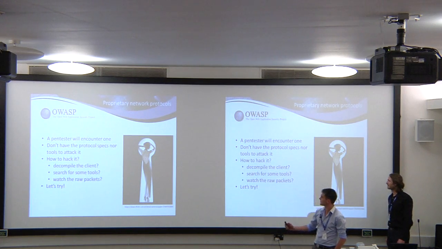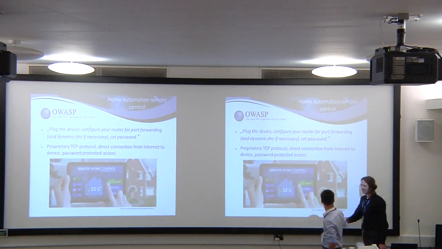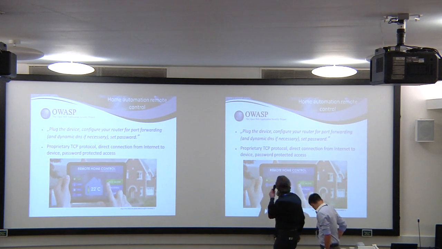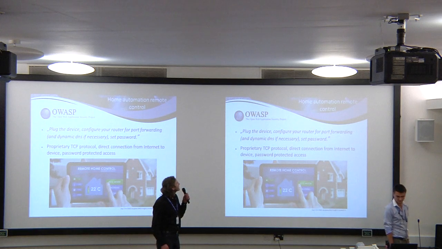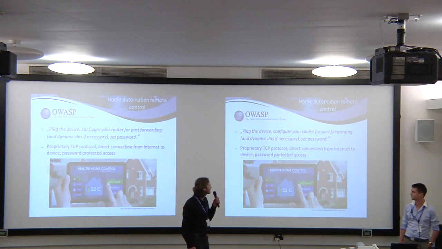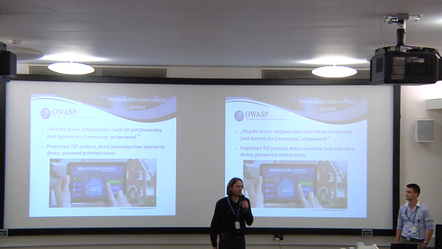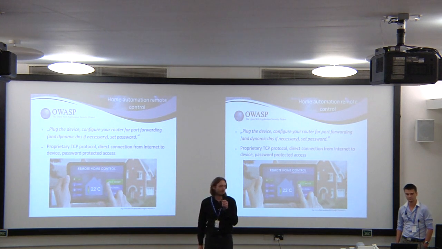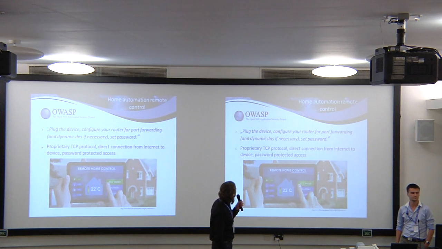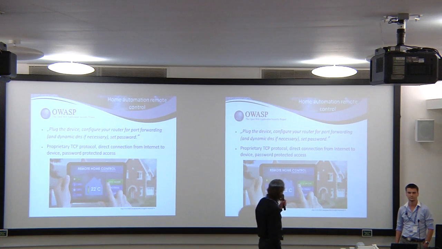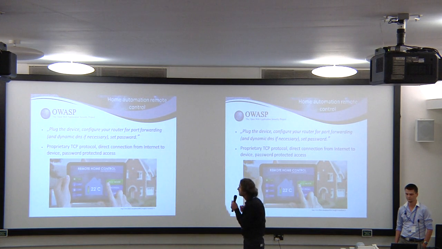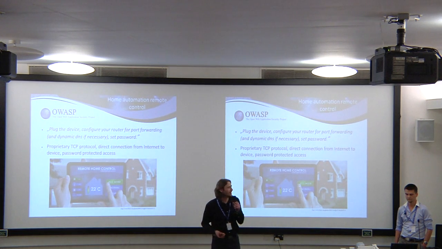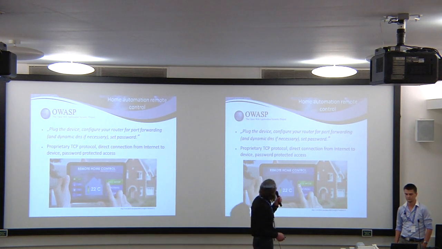So let's try to do this. The first example is Slawex. For a teaser, our first example is quite simple. It's a protocol to remotely control your home automation system. You get a small appliance from the vendor. You connect it to the home automation network and, on the other end, to the local network.